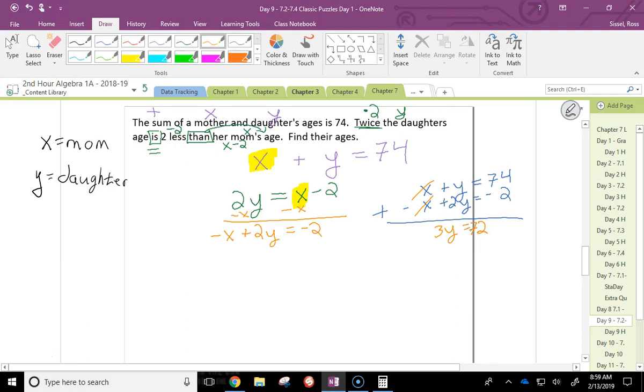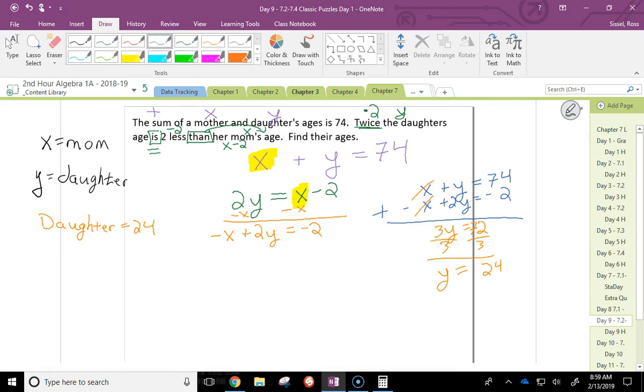72. I thought it was 27. 72. Good. Divide by 3. Y equals? Good. Who's y? The daughter. So we're saying the daughter equals 24. Ooh, that's kind of crazy because usually they give these problems where the daughter's like 4, and they're like, oh, it's cute. So right now we're saying the daughter's 24.